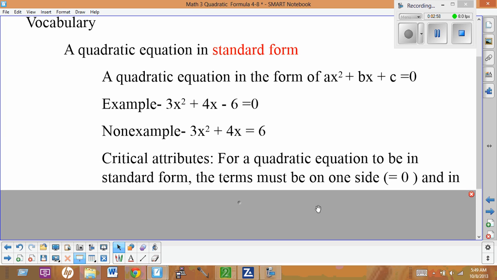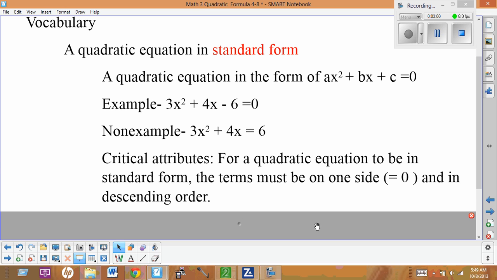Some of its critical attributes: for a quadratic equation to be in standard form, the terms must be on one side. We're talking about the equal sign. It must be set equal to 0, and in descending order. And descending order is pretty key.